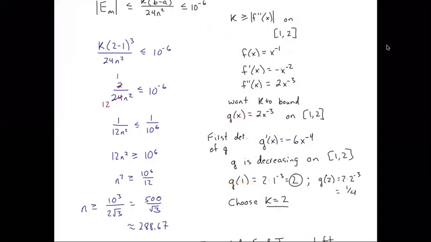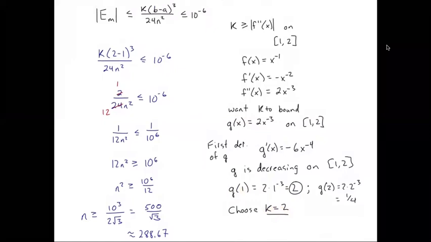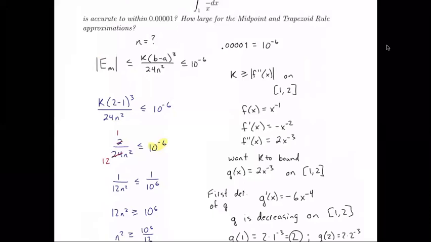So we choose k to be equal to 2, or set k equal to 2. Now we can come back, and this is the other harder part of this problem, and we write k equals 2 here. Notice that 2 minus 1 is 1. Cube that, we get 1. So we just have 2 in our numerator over 24n squared, and we need that to be less than or equal to 10 to the negative 6. Remember, that was our error tolerance that we were given, 0.00001.